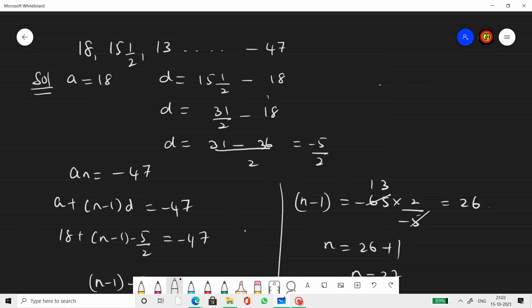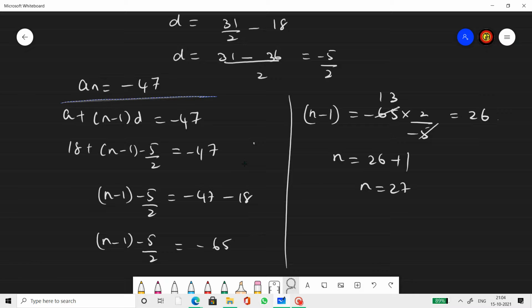So this is the next question, the one after that. In between I left a sum which I think you can do on your own. The numbers are very simple. So A is 18, D is second term minus first term. So 15 1 by 2 minus 18. 15 1 by 2 is a mixed fraction. Make it into improper fraction. So 31 by 2 minus 18. When you complete the LCM, you will find D as minus 5 by 2.